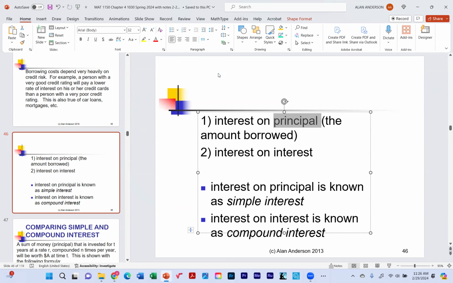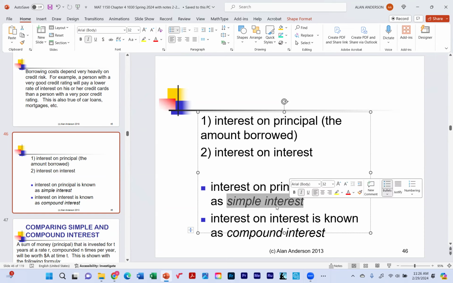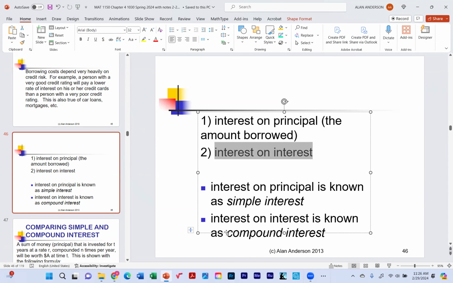If I, let's say, put $100,000 in the bank, that is also called principal because that's the amount that I'm lending. The interest that's paid directly on the principal is called simple interest. And the interest on the interest that accumulates over time is known as compound interest. So we always have to make a distinction between these two. Simple interest is interest just on the original principal. Interest on interest is called compound interest.